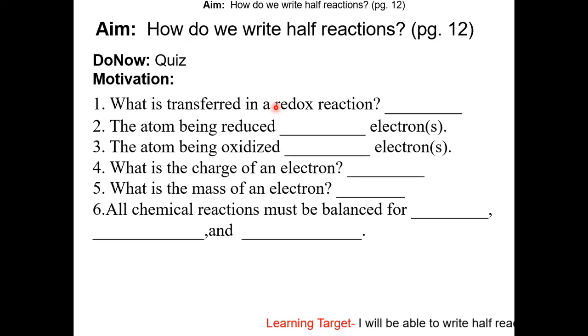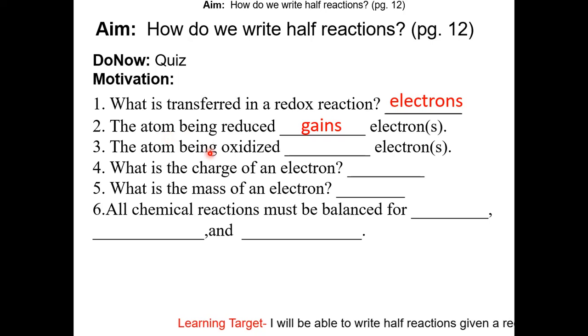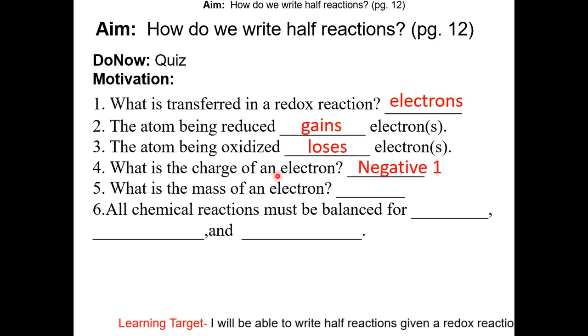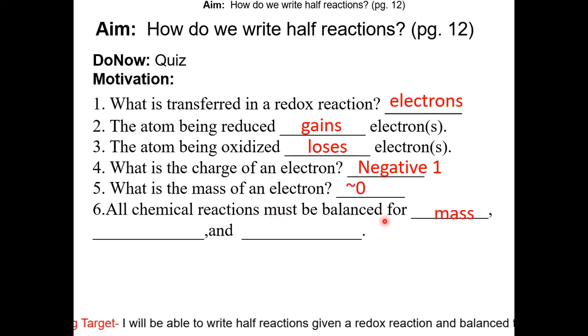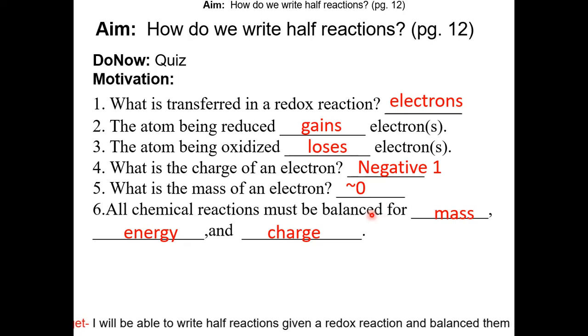What is transferred in a redox reaction? Electrons. The atoms being reduced gain electrons, and atoms being oxidized lose electrons. The charge of an electron is -1, and the mass of an electron is close to 0. All chemical reactions must be balanced for mass, charge, and energy.